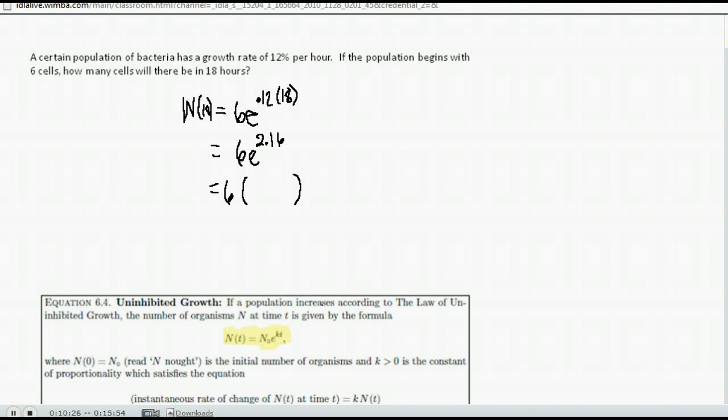Okay, so for writing purposes, I'm going to write down, I get about 8.6711. But again, I left that whole number in my calculator. I multiply by 6, and I get about 52 if I round. So after 18 hours, this population of 6 cells will have grown to 52 cells.